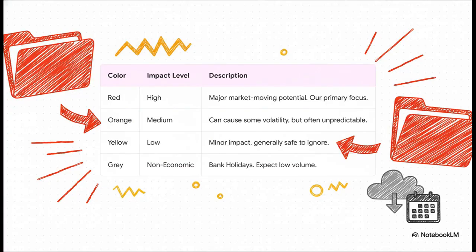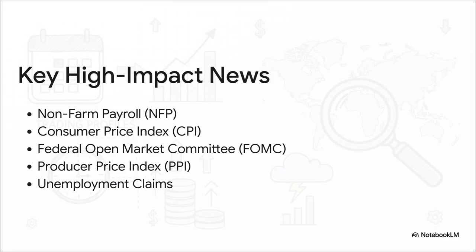And what this does is it just cuts out all the distractions. Forget yellow, forget orange. We are laser-focused on the red folders. These are the events that have a huge potential to move the market. Our entire weekly game plan is built around when these specific events are scheduled. And when you see those red folders, these are the names you're going to see over and over again. NFP, CPI, FOMC, these are the heavy hitters. These are guaranteed volatility. And remember, we are not trying to guess what the CPI number is going to be. We are using its spot on the calendar to anticipate when the market is likely to make its big move for the week.